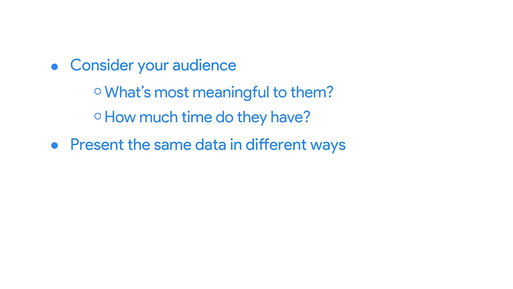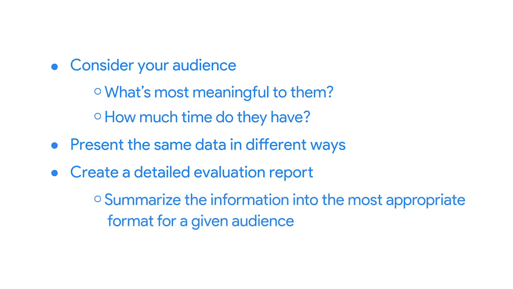Your team, for example, could benefit from a detailed report so they can address aspects of the project they're responsible for. However, groups like senior stakeholders and executives typically do not need, want, or have the time for a detailed analysis. They would rather have a summary of the most important information and the impact it has on their investment in the project. After you've considered your audience, you should create a detailed evaluation report that addresses your evaluation questions. You can then take the detailed report and summarize the information into the most appropriate format for a given audience.